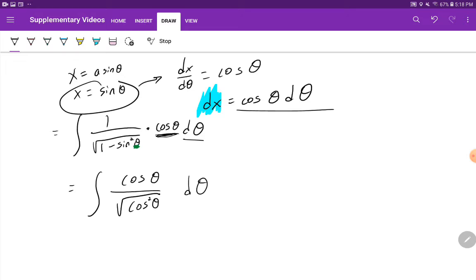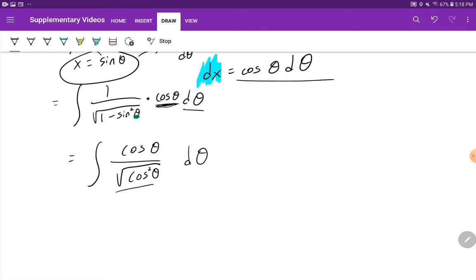Hopefully now this makes sense, why we needed to make the substitution the way we did. It's because of that pesky square root. That square root is going to mesh nicely with this cosine squared. You guys see that? It's going to simplify down, and you're left with 1 d theta.